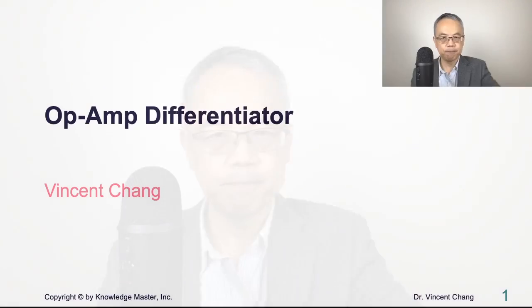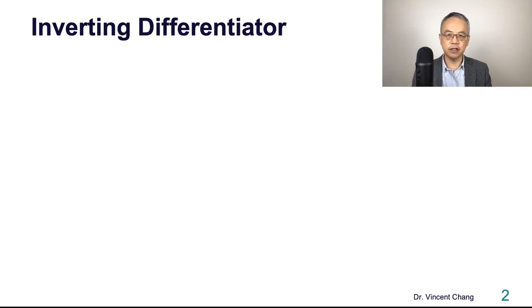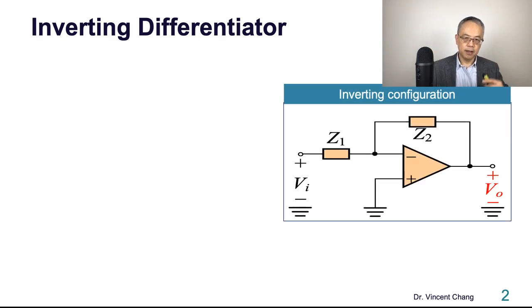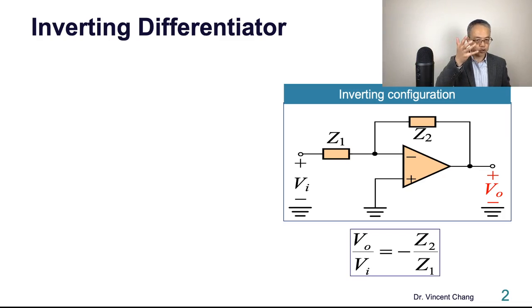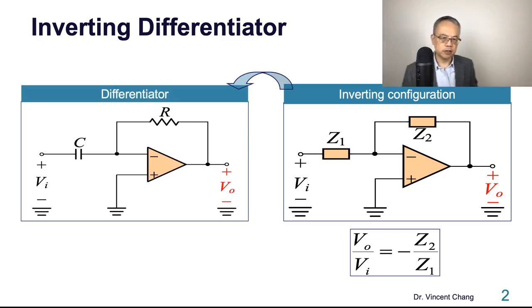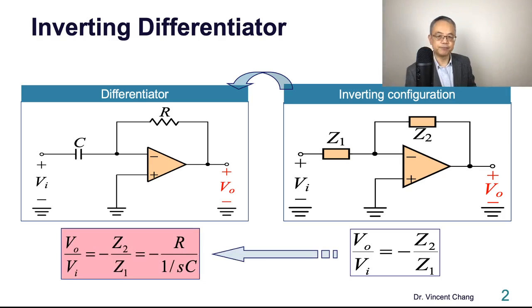Today we are going to present the operational amplifier as a differentiator. Operational amplifier differentiator. Inverting differentiator. On the right-hand side, you see an inverting configuration, right? The closed loop transfer function is negative Z2 over Z1. So if we replace Z1 by a capacitor and Z2 by a resistor, then you turn the inverting configuration into a differentiator. All right?